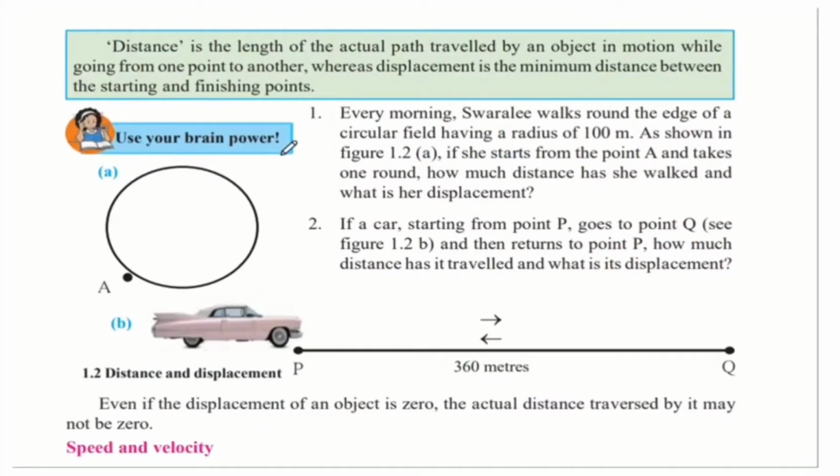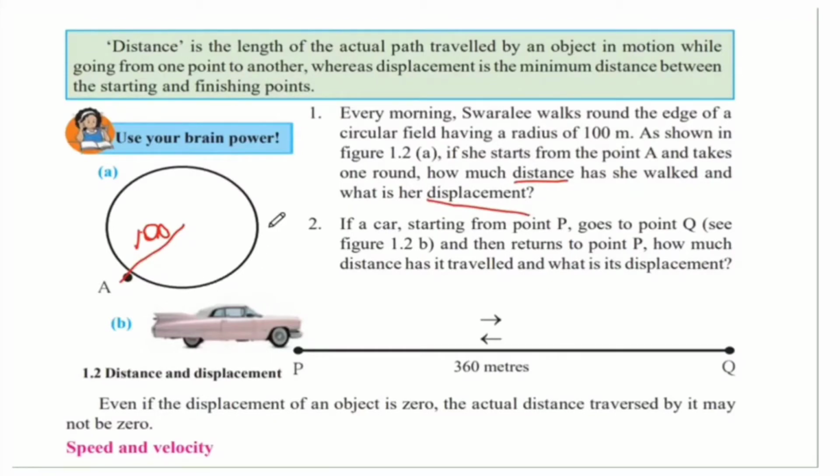Use your brain power. Every morning, Swarali walks around the edge of a circular field having a radius of 100 meters. So this is the circular field which has a radius of 100 meters. She starts from point A and takes one round. How much distance has she walked and what is her displacement? So she starts at point A and takes one round of the circle, and they are asking us to find the distance and her displacement.